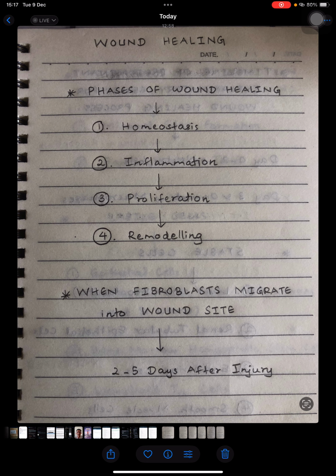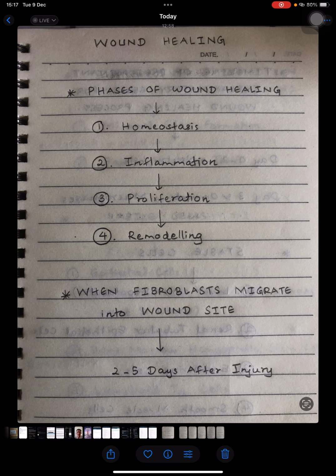Regarding wound healing, the first thing that you need to know is the 4 phases of wound healing, and the sequential order is really important. Phase 1 is hemostasis, phase 2 is inflammation, followed by phase 3, proliferation, and the last one, phase 4, is remodeling.